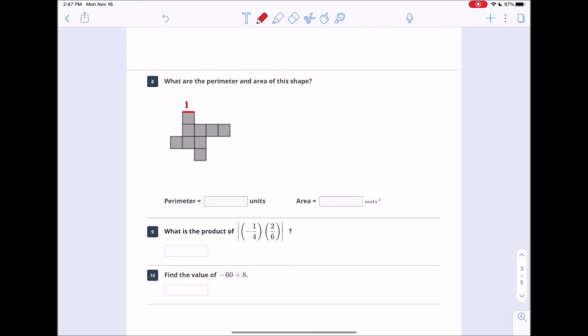You want to count how many side pieces make up the outside of this shape. So we have 1, and this would be 2, 3, 4, 5, 6, 7, 8, 9, 10, 11, 12, 13, 14, 15, 16, 17, and 18. So 18 units make up the outside part of this shape.